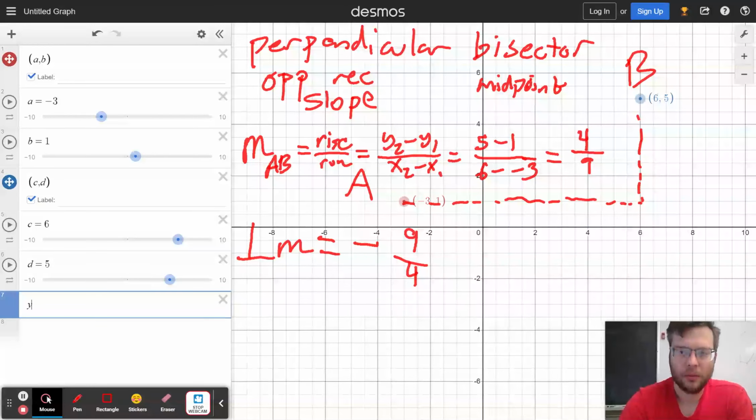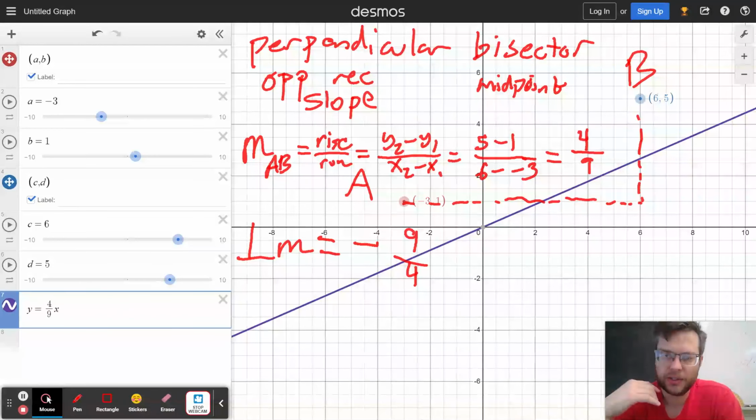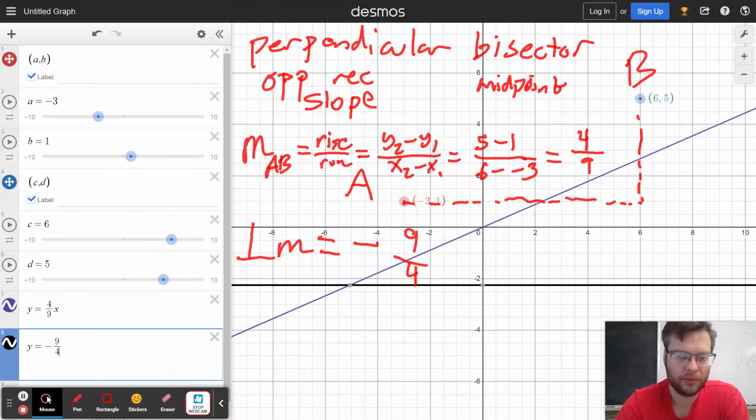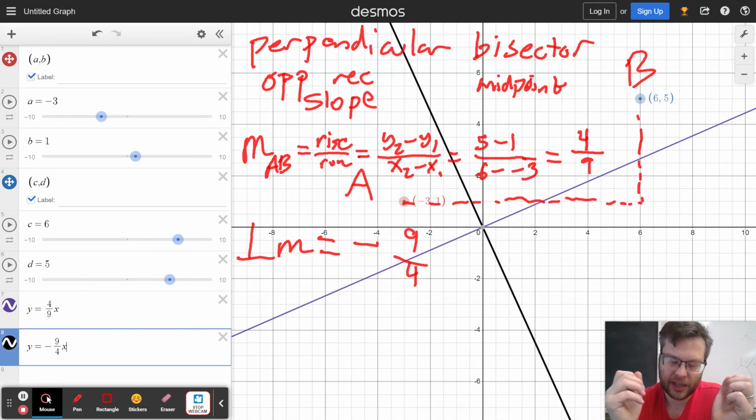So what I want you to see now is a couple things. If I type in y equals 4 over 9x, you can see how that line is parallel to AB. And if I type in y equals negative 9 over 4x, you can see that line is perpendicular. They hit at a 90-degree angle. But one of the tricky things here is I actually want the line to be a perpendicular bisector to AB. So I'm going to delete those for now. I just wanted to show you that when we focused on just the slopes, we were able to get the slope of the line between A and B. So that's the purple line. And then the slope of the line that's perpendicular is the black line.